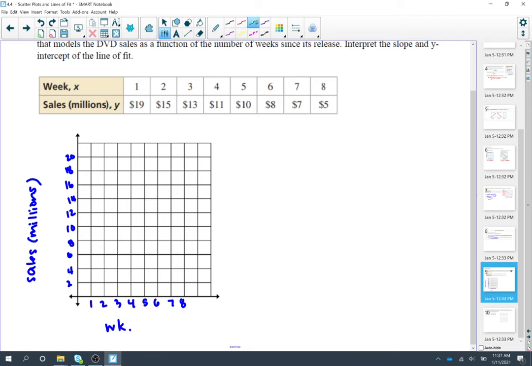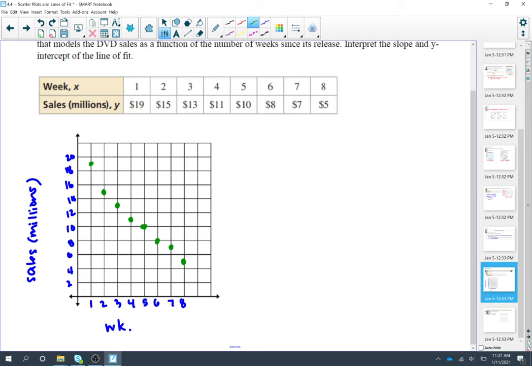And then we're going to plot them as x, y. So 1, 19, 2, 15, 3, 13, 4, 11, 5, 10, 6, 8, 7, 7, and 8, 5.